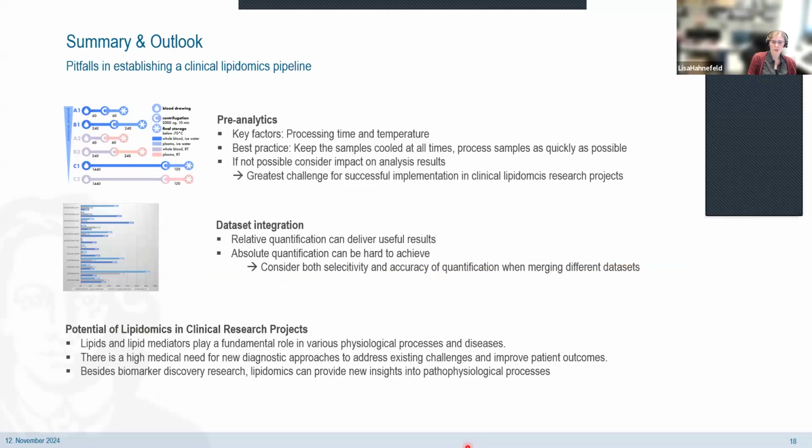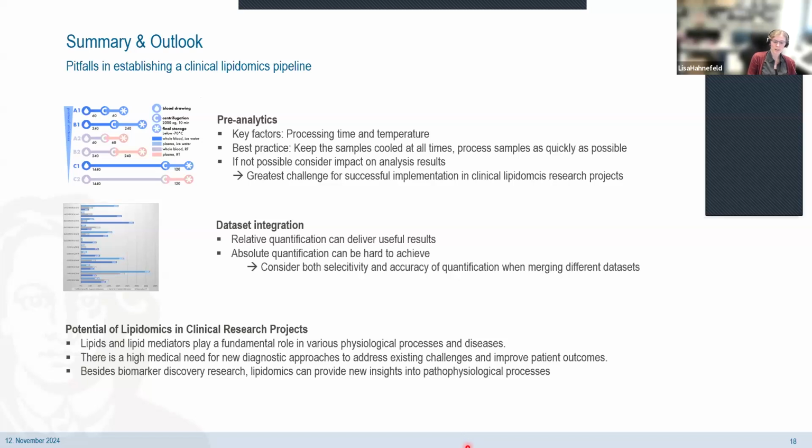Just as a short summary, for pre-analytics and sample handling, especially processing time and temperature are really important. You should always try to keep the samples under cooled conditions and process them as quickly as possible. If that is not possible, you should consider the impact on your results and discuss it accordingly. For the dataset integration, nomenclature is really important, but also the quantification. And maybe you want to consider both of them to always select the highest quality compounds.